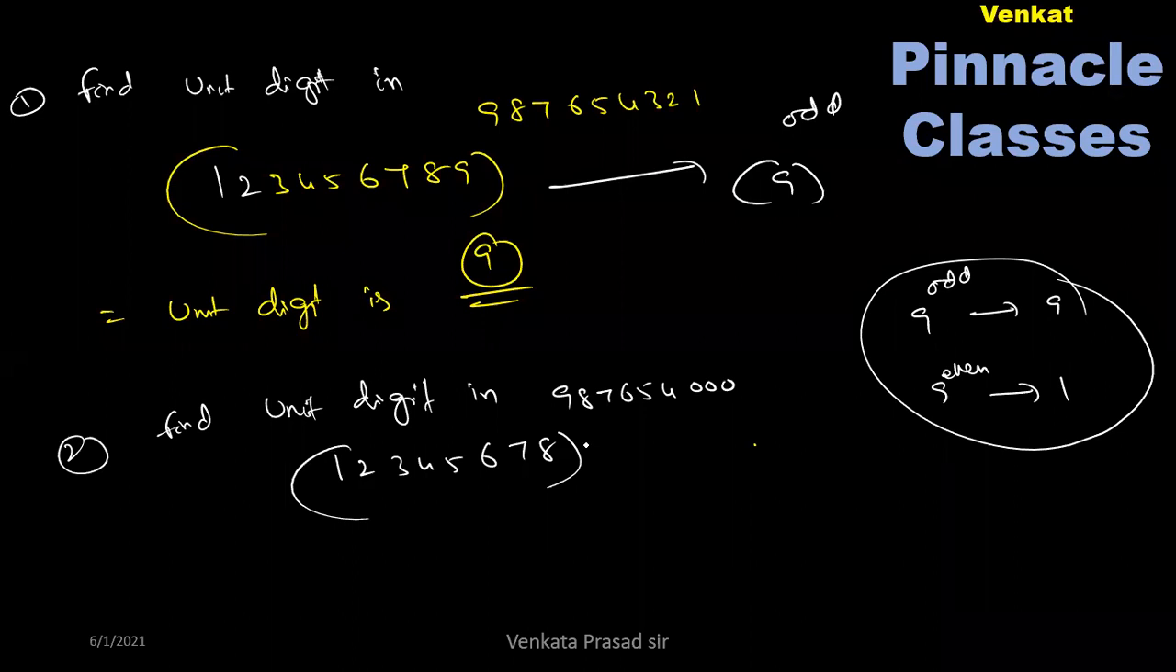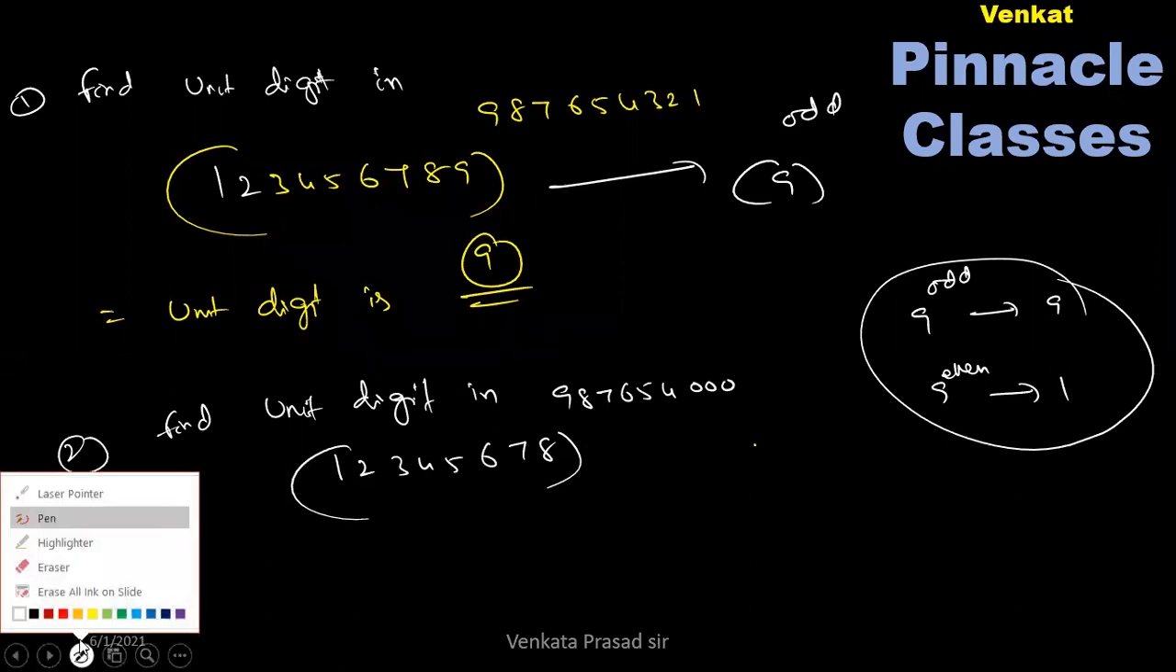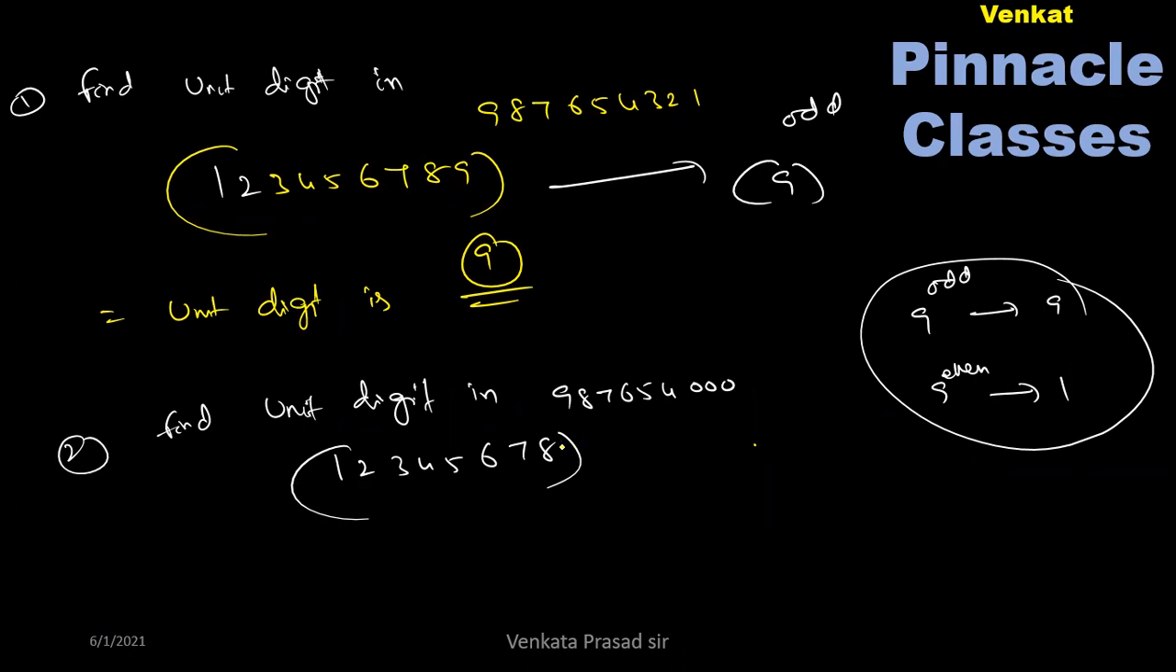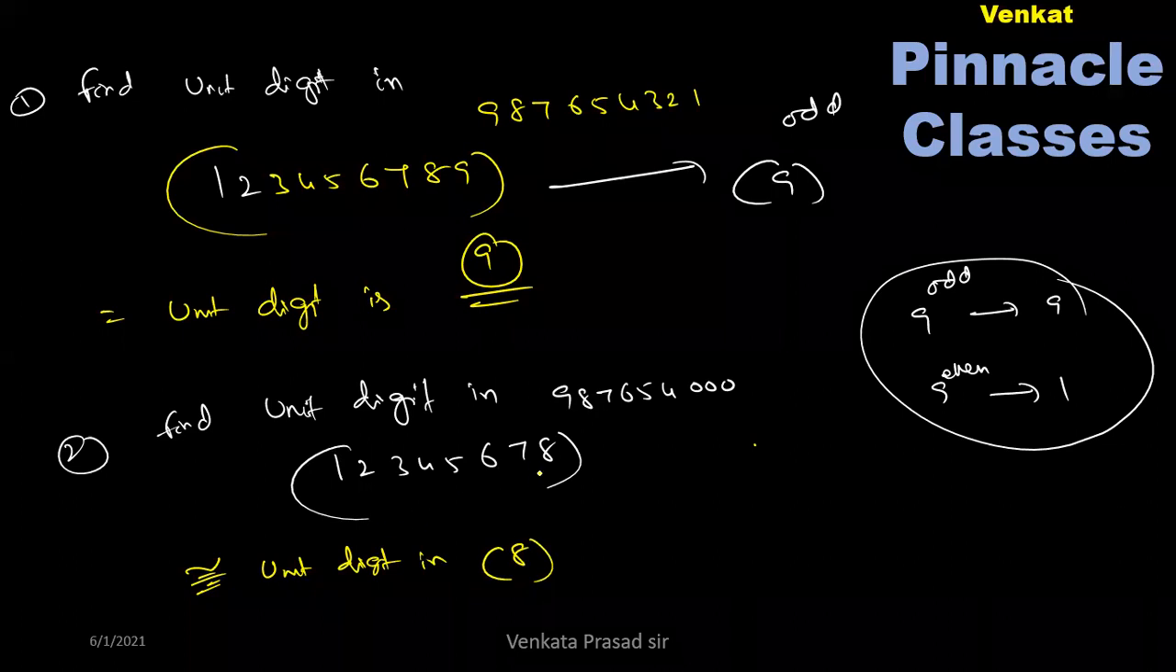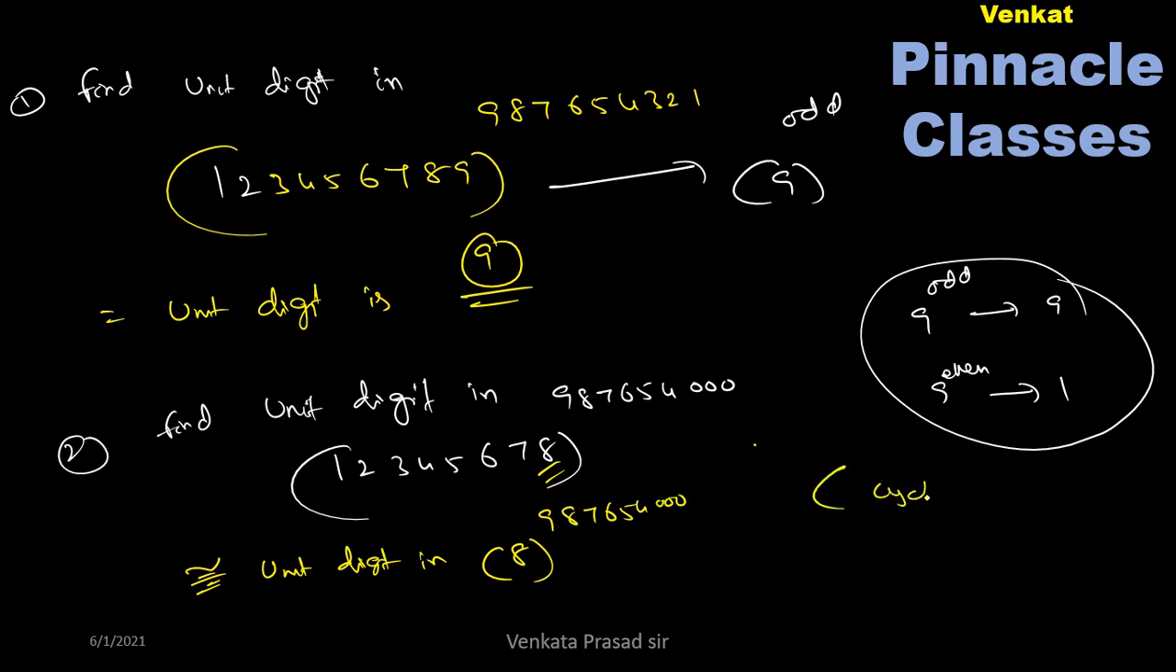Come on. So in this case, it is the same as the unit digit in 8 power 9, 8, 7, 6, 5, 4. What is the cyclicity of 8? It's 4. Divide the power with 4, what is the remainder?